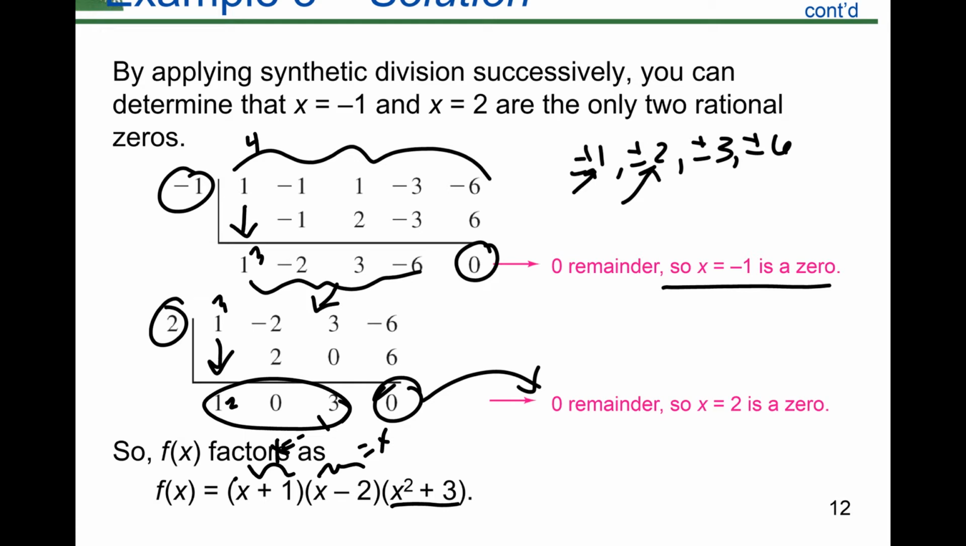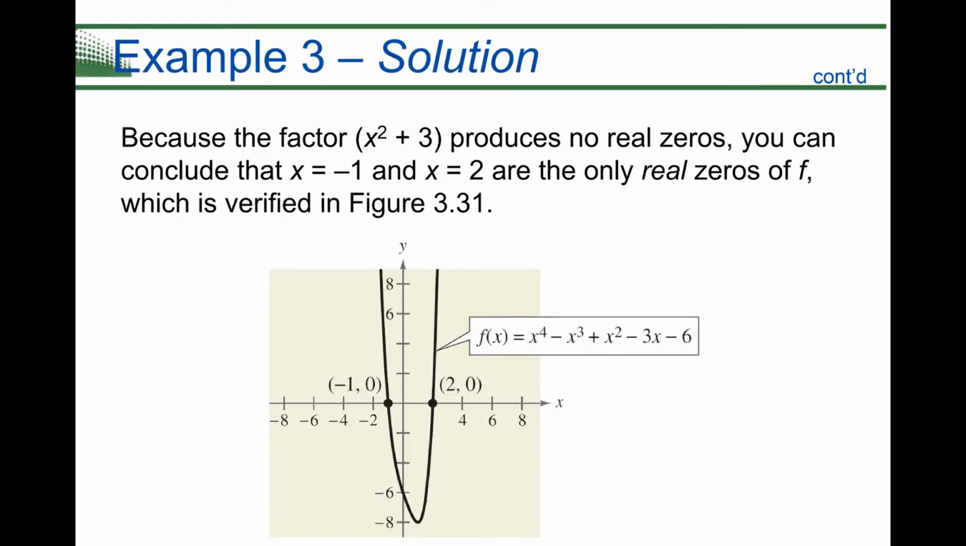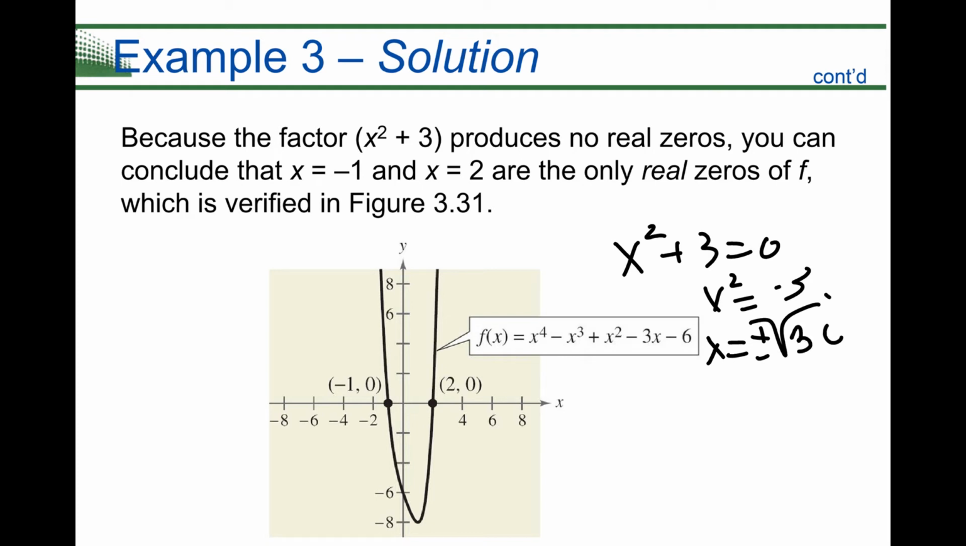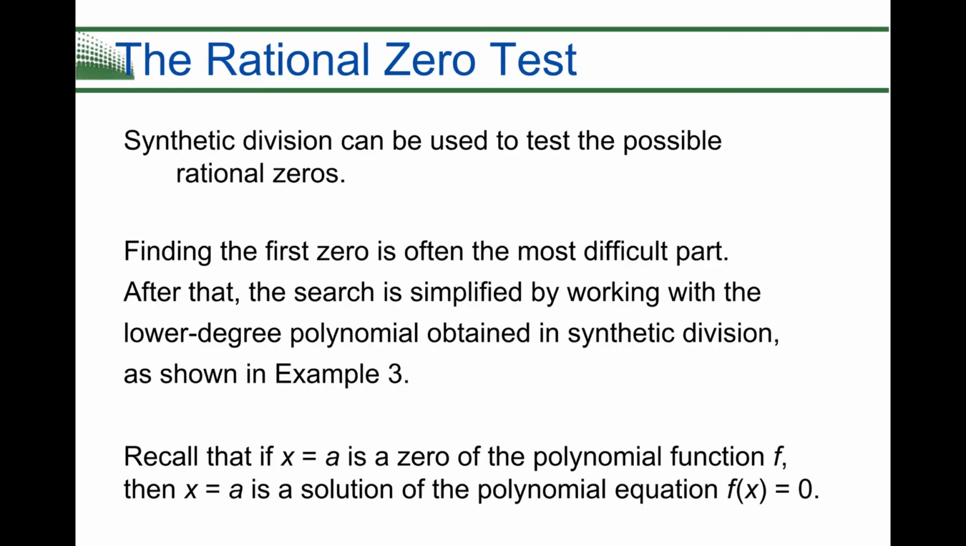So the rational zero test tells you possibilities for zeros. You use the possibilities in synthetic division to break it down and to end up with your factors and also a list of what the zeros are for this problem. You can see in this, because the factor x squared plus 3 produces no real zeros, meaning if I set x squared plus 3 equal to 0, I get x equals plus or minus square root of 3 i, which I can't graph on this graph. Then you conclude that -1 and 2 are the only real zeros, which is verified with this graph.